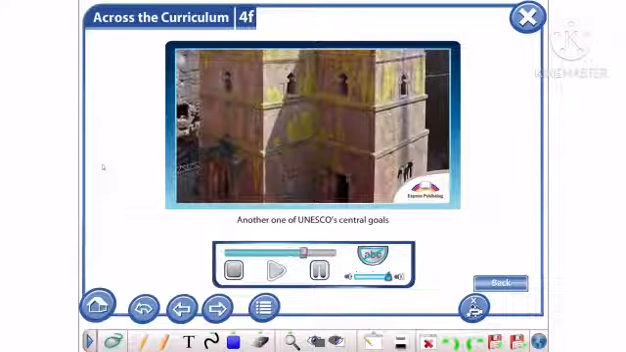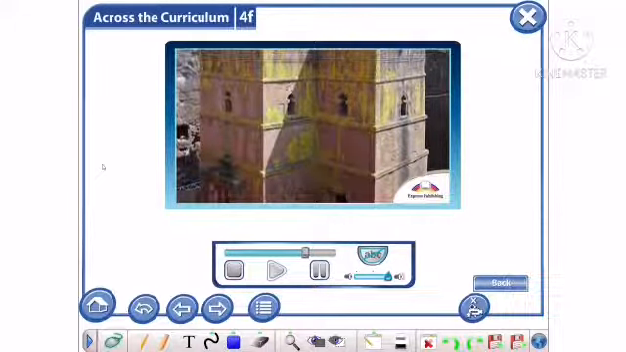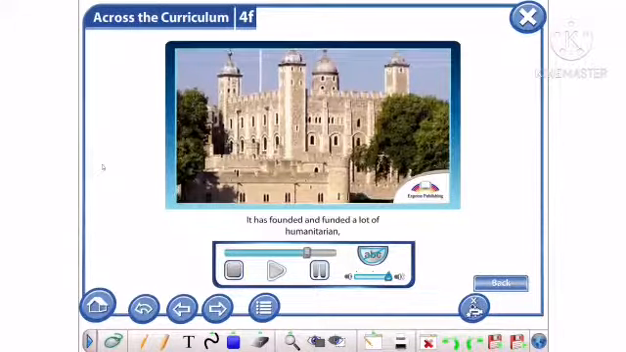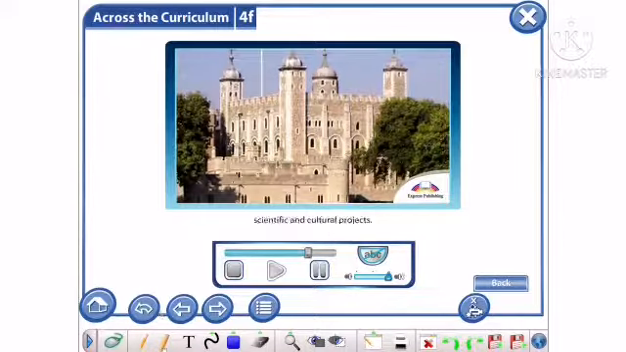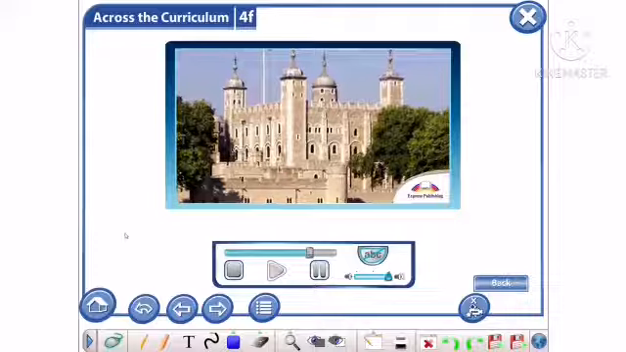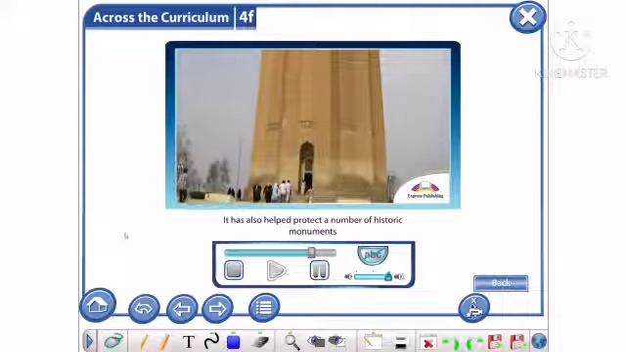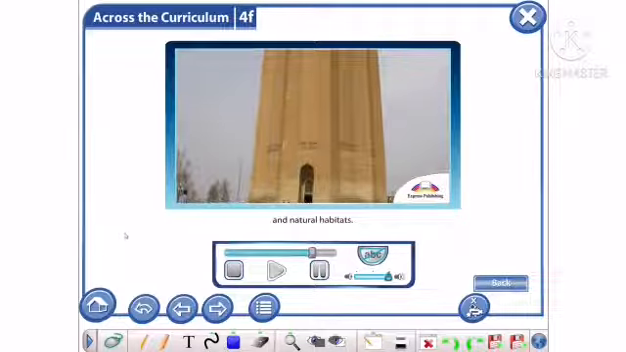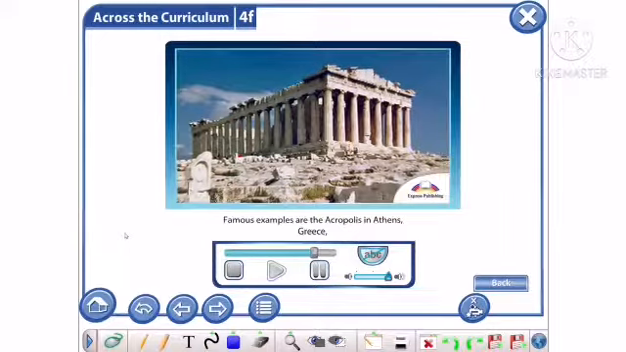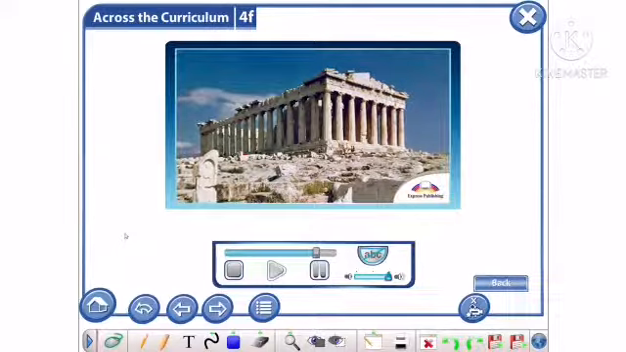Another one of UNESCO's central goals is protecting our cultural heritage. It has founded and funded a lot of humanitarian, scientific and cultural projects. It has also helped protect a number of historic monuments and natural habitats. Famous examples are the Acropolis in Athens, Greece, and the Great Barrier Reef in Australia.